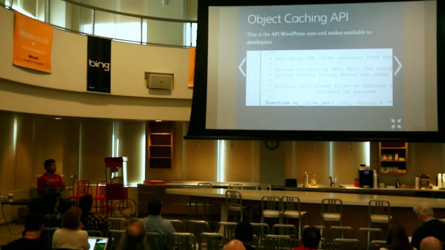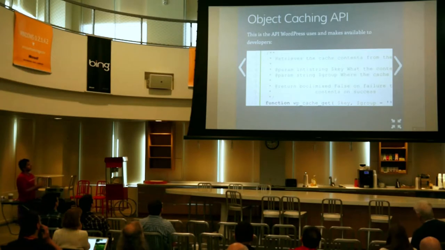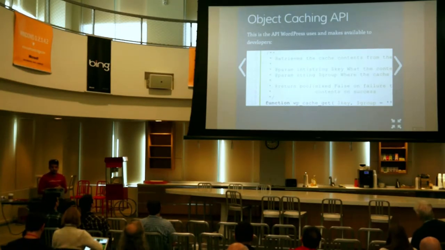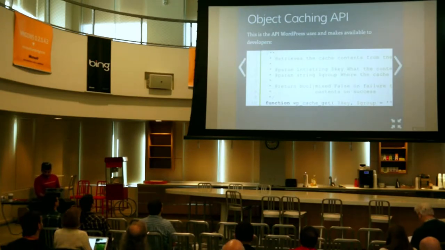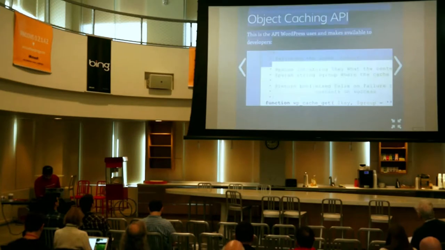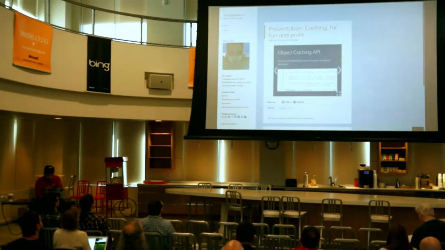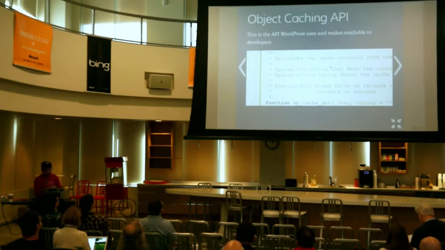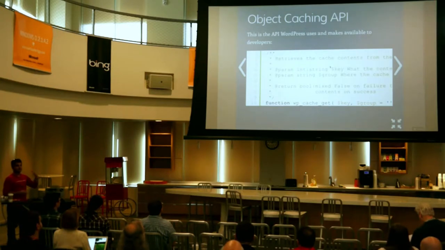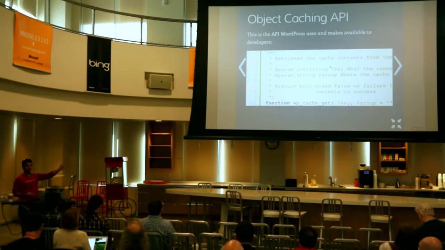All right, and the way that WordPress does this is using the object caching API. It's a very simple API that centers around four key functions, and I'll go over those functions shortly so you can understand how that works. So the first function interacts with the cache to get a value from cache.